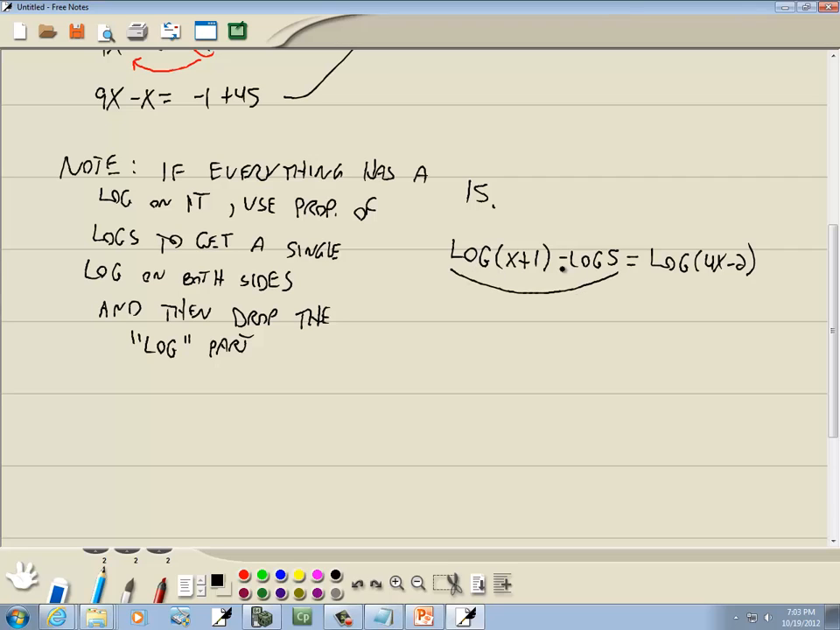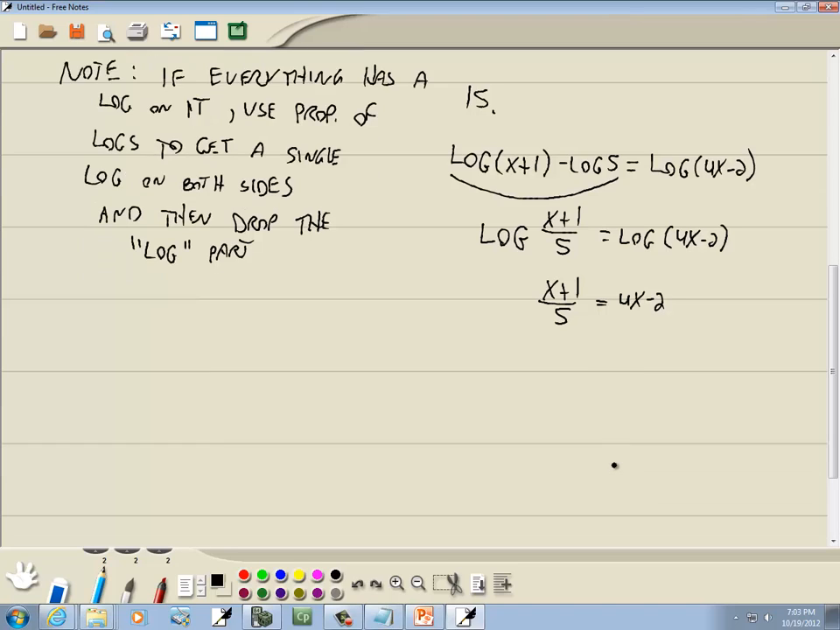Well, over on the left side here we have log of something minus log of something. Subtraction becomes division. So we'll rewrite this as log of (x plus 1) over 5 equals log of 4x minus 2. So we've got a single log on both sides. It then says drop the log part. So we'll just cross off those logs, and we've got (x plus 1) over 5 equals 4x minus 2.